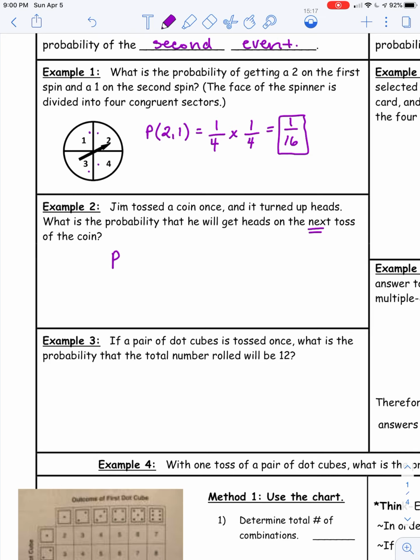So what would that be? What's the probability that he would toss that coin and get heads? Well, there's only two sides to the coin. So the answer to that would be 1/2 or 1 in 2.